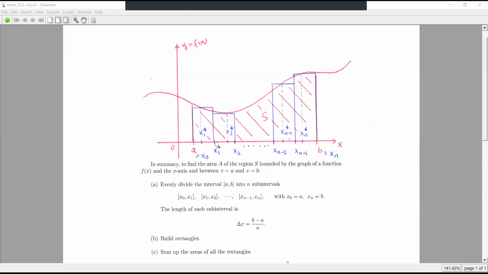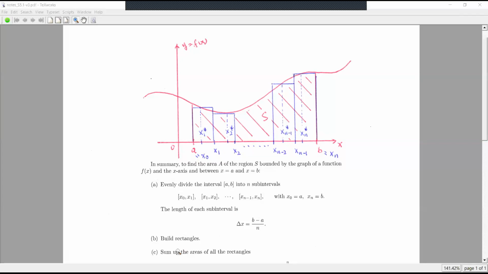Similarly, over the second subinterval, build one rectangle. Arbitrarily pick a point, say x2 star. You can pick this point as the left endpoint, right endpoint, or midpoint. It doesn't matter. Or an arbitrary point. Now, use the function value at this point as the height to build one rectangle. Do the same for the remaining subintervals. Build rectangles.